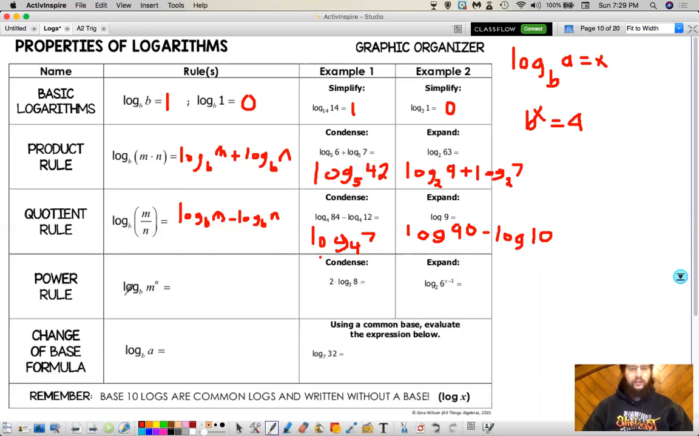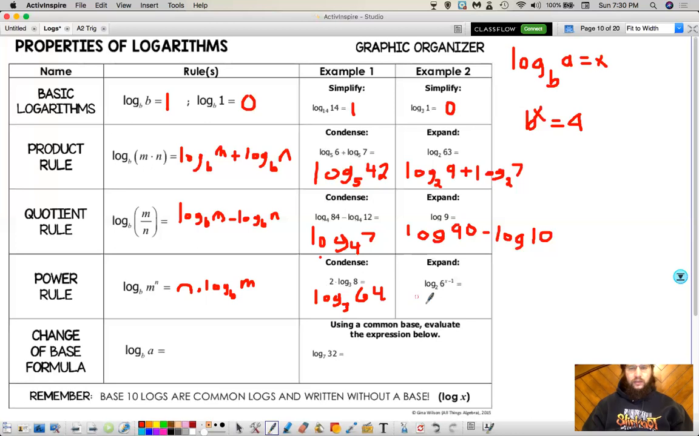You are allowed this cheat sheet on your assessments. Power rule. If we have a power on the argument, it comes to the front. What do we do when we raise a power to a power? We multiply. So that's all we're doing here. We're multiplying the exponents. So again, we can go either way. If it says condense, you want to get everything inside the log. If it says expand, you want to get it outside of the log. That's going to be log base 3 of 8 squared, which is 64.